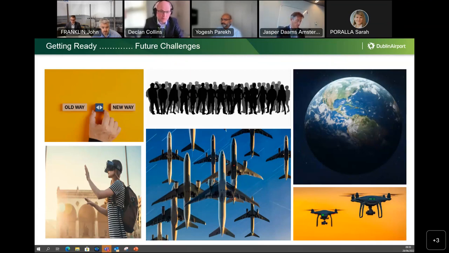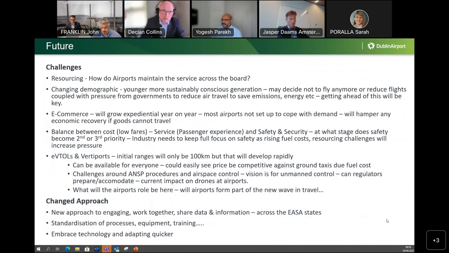And is there a better way of us approaching these things, both from a regulatory perspective, from a strategic perspective, and from an operational perspective, that we need to look at? And I suppose some of the challenges, just to close up on, like how do airports maintain that service from a resource perspective?